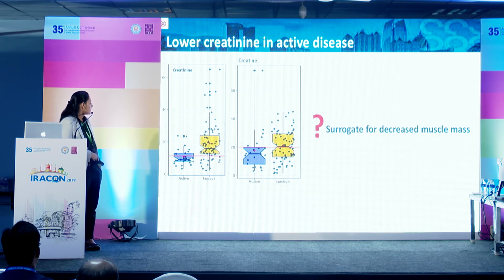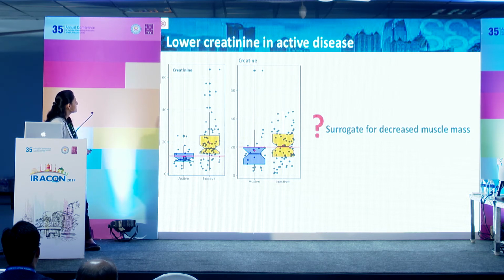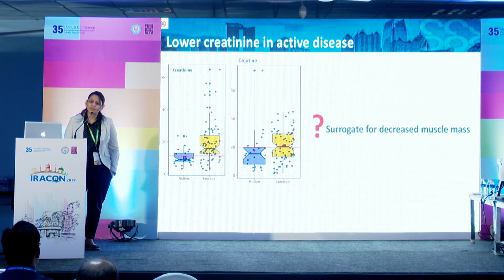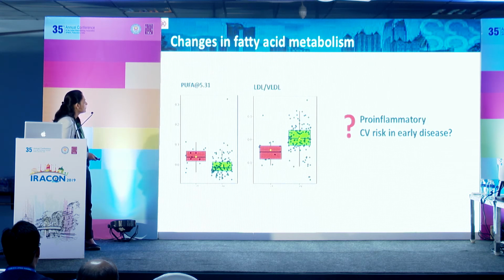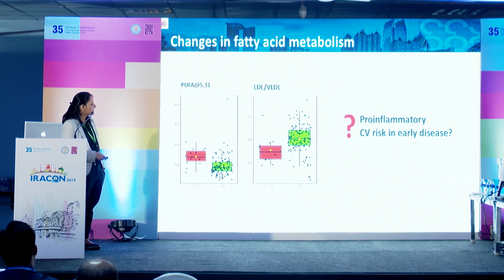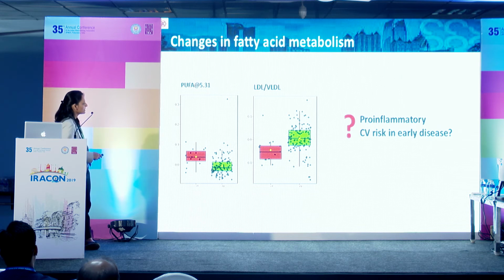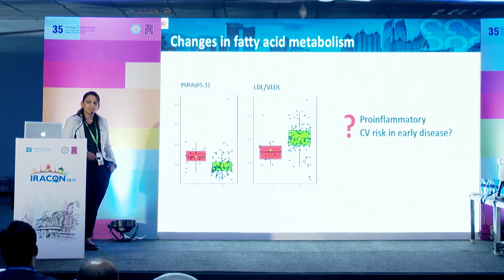So we found that in patients who had active disease, they had significantly lower creatine and creatinine, suggesting that this could be a surrogate for decreased muscle mass. And further on, there were changes in fatty acid metabolism. The polyunsaturated fatty acid, we get this peak at 5.31. This was increased in patients with active disease, and LDL-VLDL ratios were decreased. So PUFA has been hypothesized to be pro-inflammatory previously, and these ratios have been described as surrogate for CV risk.